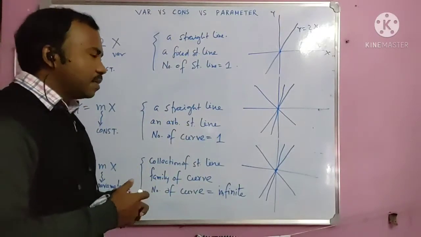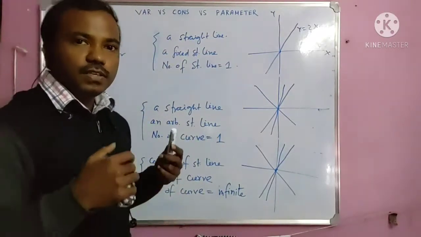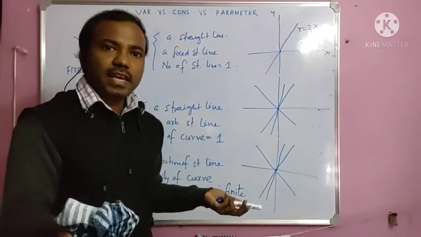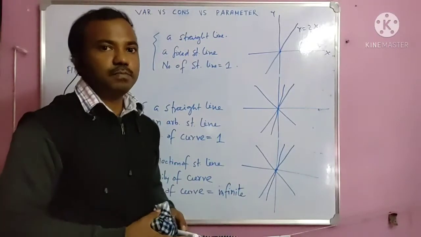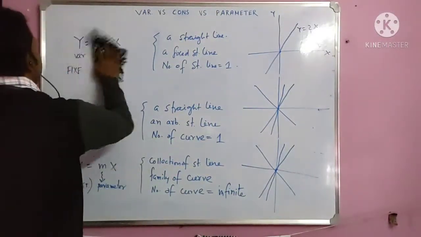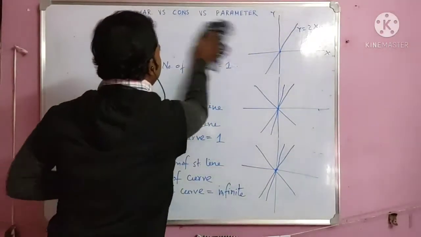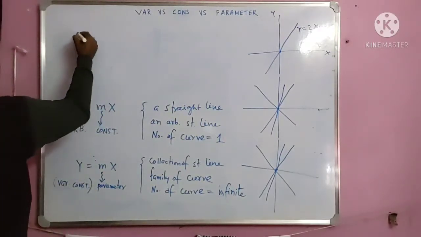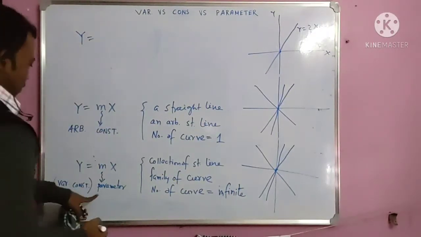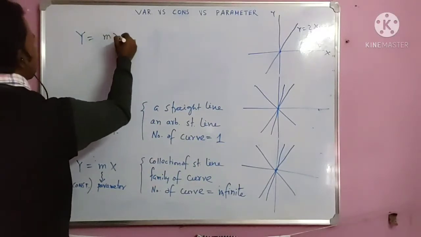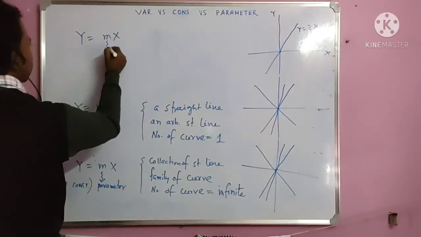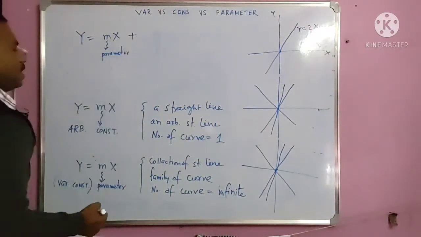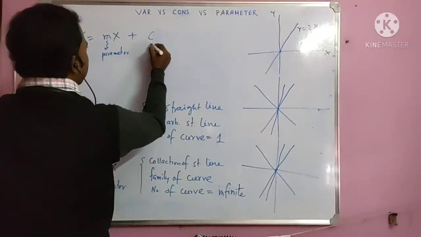Now the question that comes is, are there equations where a parameter and a constant can come together? Yes, of course they can. Consider this one, let me write it. For example, you are writing y equals mx, where m is a given parameter, and we are putting in a constant. C is a constant.